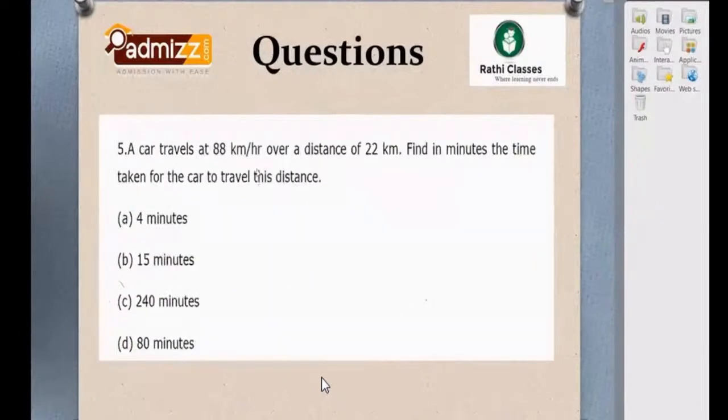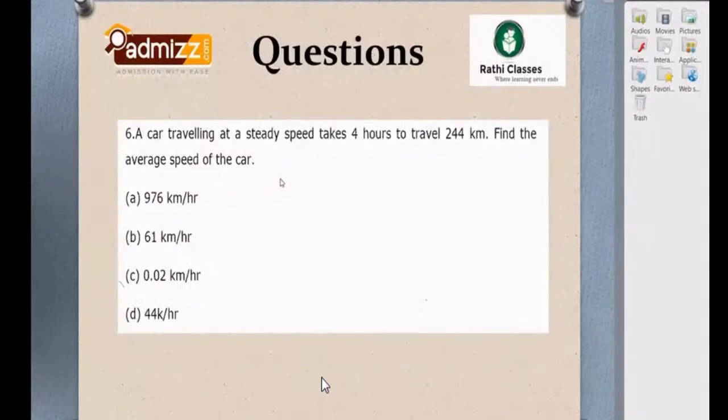A car travels at 88 km per hour over a distance of 22 km. That means, as you can see, speed is equal to distance by time, or time would be distance by speed. So 22 by 88 is nothing but 1/4, but the answer is in hours. In order to convert it into minutes, we need to multiply that by 60. So 1/4 into 60 is nothing but 15. So the answer is B, 15 minutes.